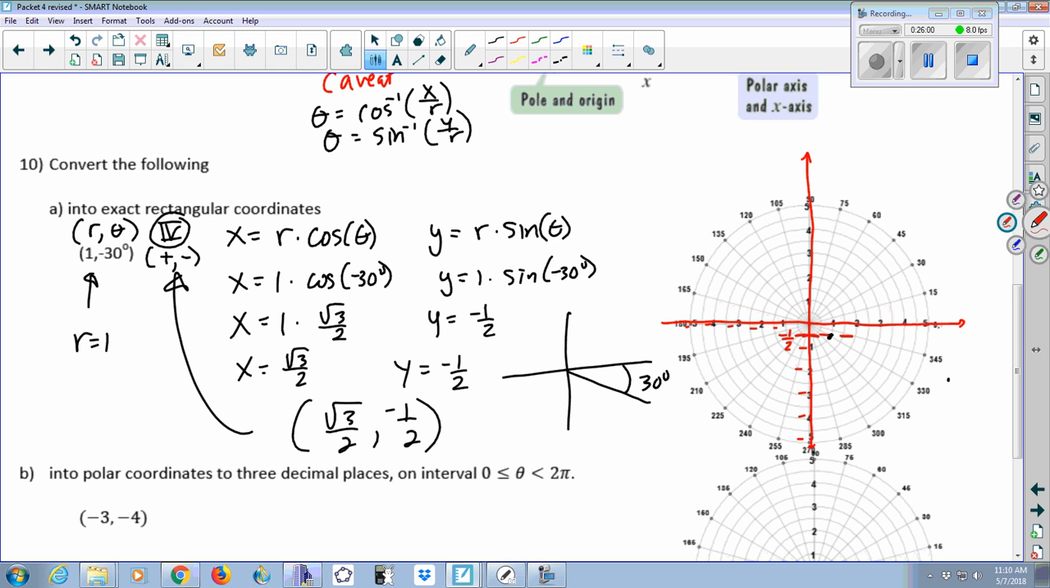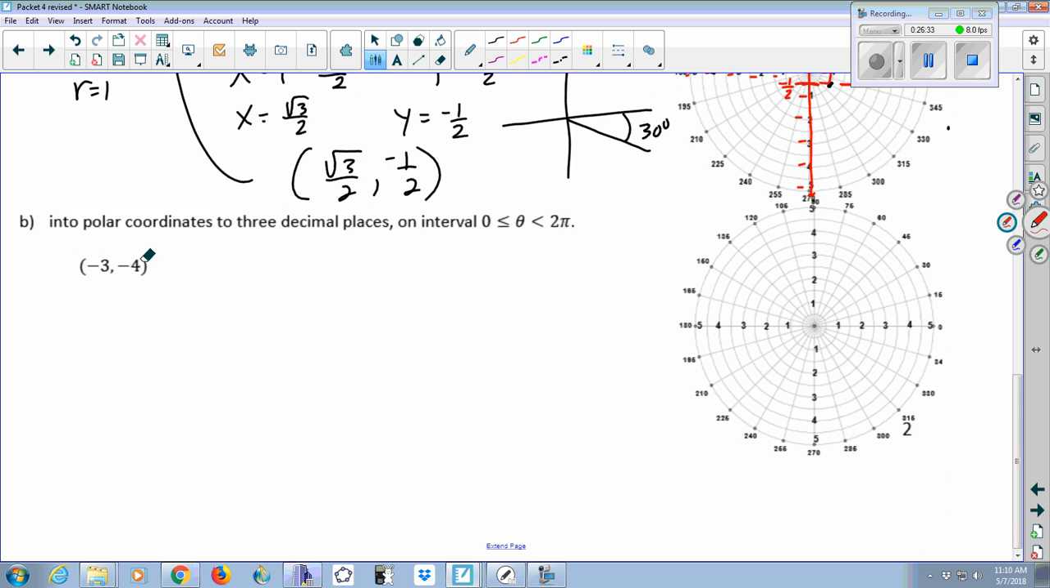And what would square root of 3 over 2 be? Does anybody have that on the calculator as a decimal approximately? 0.866. So if you came right up there, you're just prior to the 1. So yeah, that seems like a reasonable answer: square root of 3 over 2 and negative 1/2 for the corresponding xy for this polar coordinate. Okay, any questions on that?